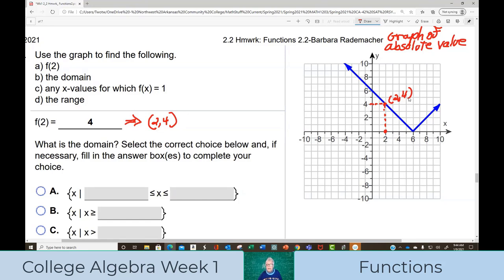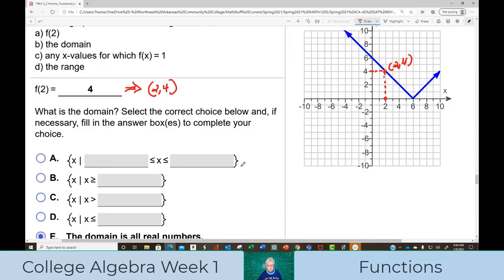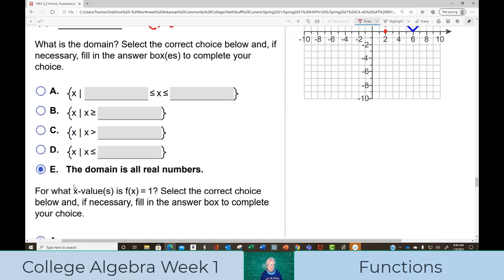Okay, what's the domain? This graph goes to the left forever and to the right forever. So the entire x-axis is the domain. In other words, the domain is all real numbers, the entire x-axis. Which can also be written as negative infinity to positive infinity.